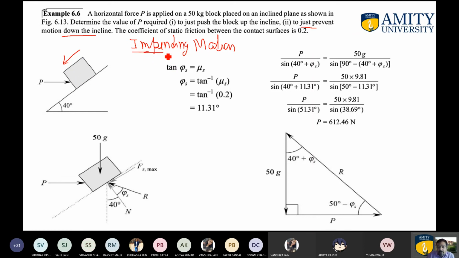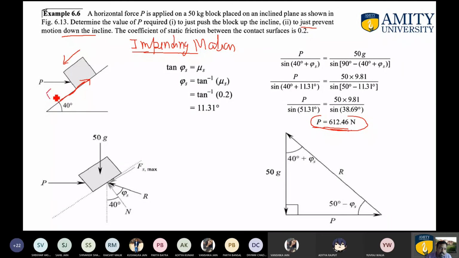So a small amount of force as compared to this one you are required to apply, because this is the force which is required to move this particular block in upward direction. Now you are just required to hold it up, so the force will come out less than this one. So the only modification will be that the force has a tendency to move in downward direction, so your limiting force of friction now will act along up the plane like this one.